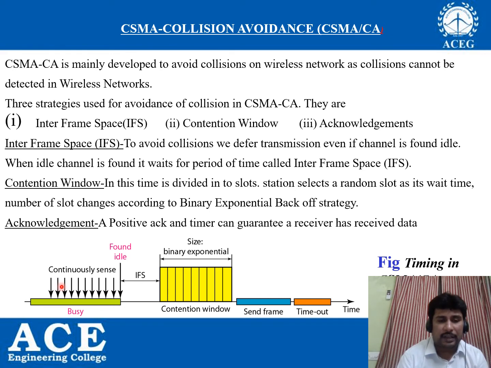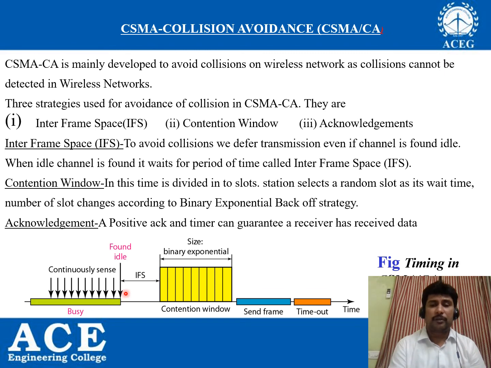Now here, as discussed in 1-persistence, you are continuously sensing a channel while it is busy, and you do this until you find the channel to be idle. So, to avoid the collision which may happen, even though once you find a channel to be idle, you wait for a particular duration called IFS, which is interframe space. So to avoid collisions, we defer a transmission even if the channel is found idle. When the idle channel is found, it waits for a period called interframe space. This is the first level of strategy used to avoid collisions in wireless networks.